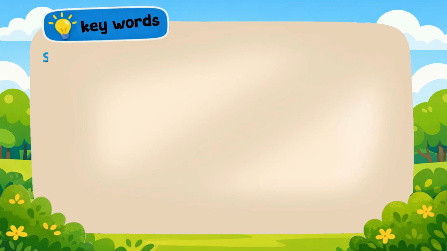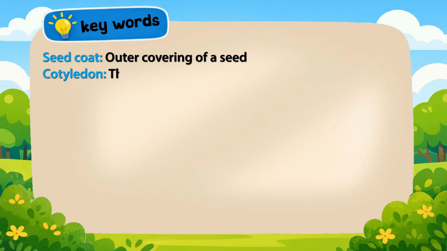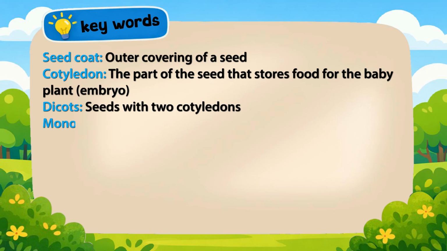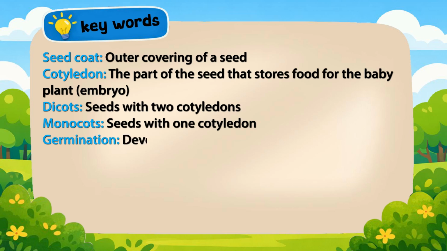Key words. Seed coat, outer covering of a seed. Cotyledon, the part of the seed that stores food for the baby plant, embryo. Dicots, seeds with 2 cotyledons. Monocots, seeds with 1 cotyledon. Germination, development of a seed into a new plant.